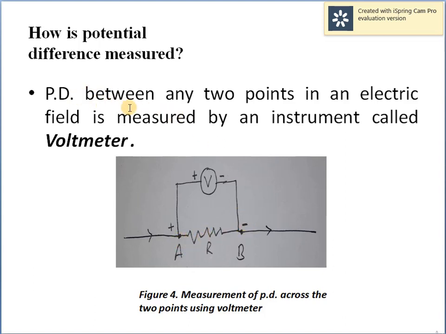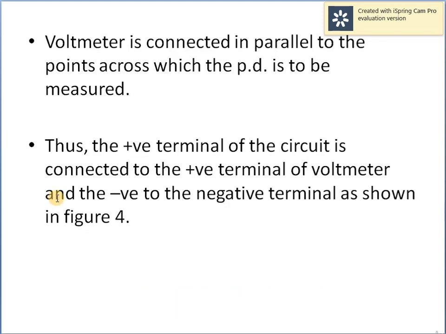The potential difference between any 2 points in an electric field is measured by an instrument called a voltmeter. This is the general symbol of a voltmeter, and we can see that the positive terminal of the voltmeter is connected to the positive terminal of the circuit. Similarly, the negative terminal is connected to the negative terminal of the circuit. So the voltmeter is always connected in parallel across the points between which the potential difference is to be measured.